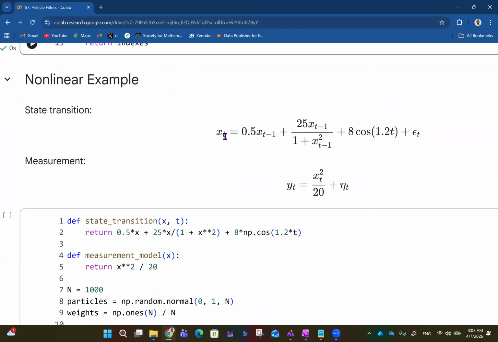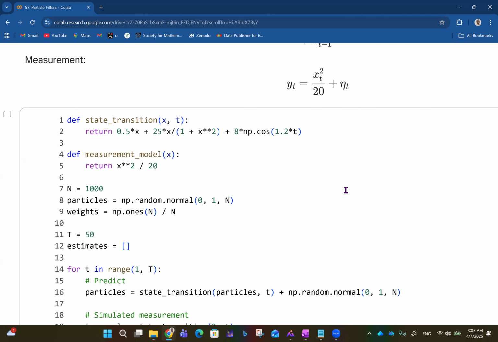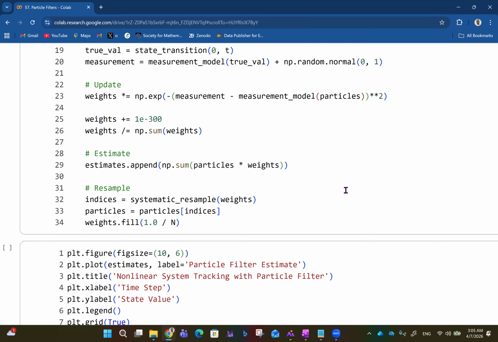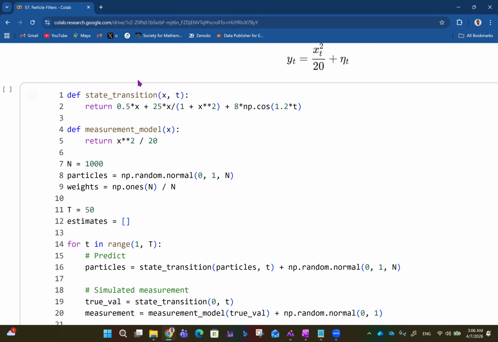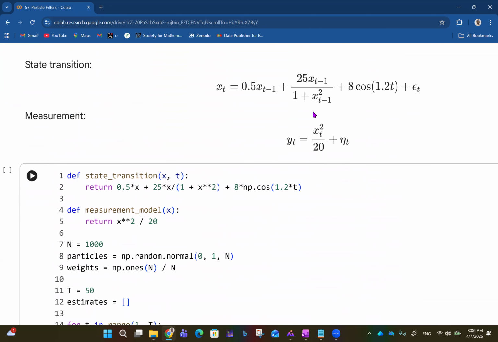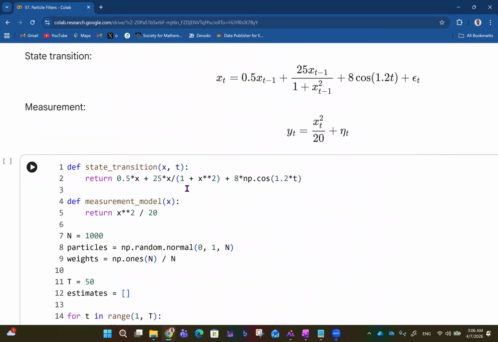So for the state transition, you have x_t equals 0.5 x_{t-1} plus 25 x_{t-1} all over 1 plus x_{t-1} squared, plus 8 cos(1.2t), plus the random part, epsilon sub t. The measurement then is y_t equals x_t squared over 20 plus eta sub t. So you define the transition for x_t, and then you return 0.5. So this whole thing is defined right here, and you have the measurement model as x squared over 20.